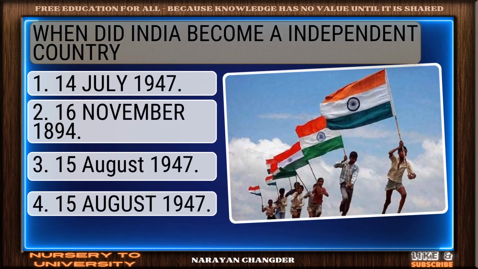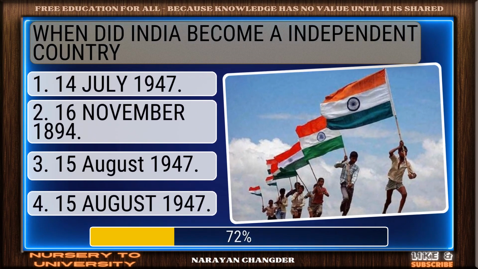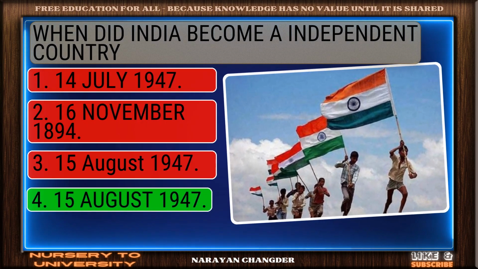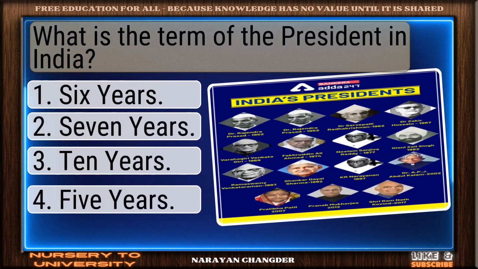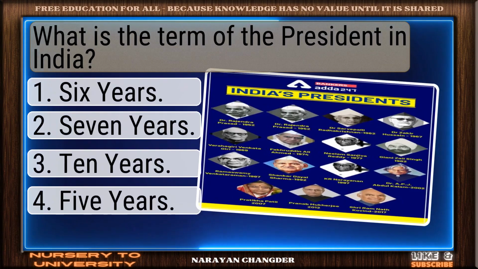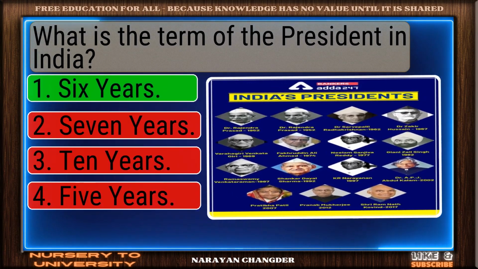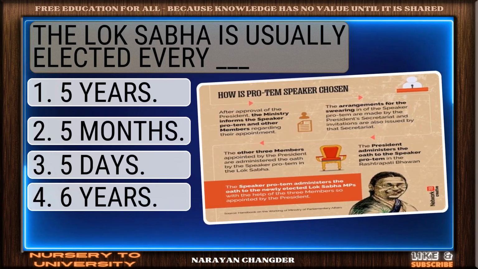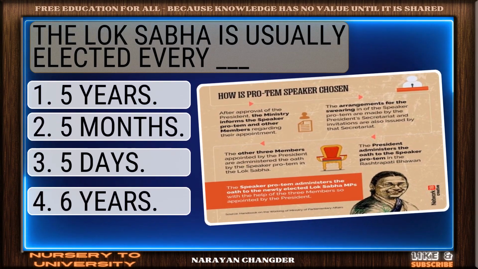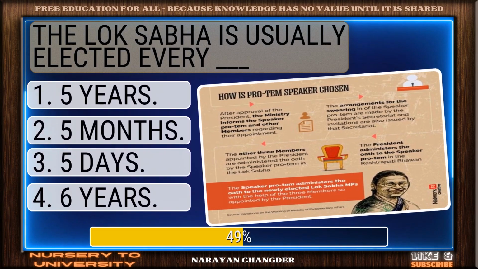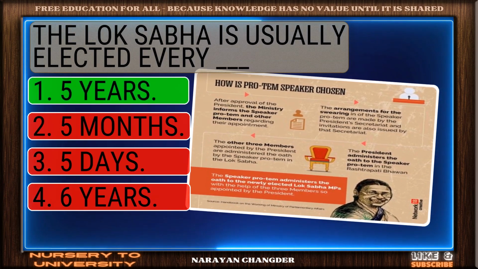Question number 149. When did India become an independent country? Nice work. You chose 15 August 1947, and it is correct. Question number 150. What is the term of the president in India? Right choice. 6 years is the best answer. Question number 151. The Lok Sabha is usually elected every dash. Good job. Your answer 5 years works well here.